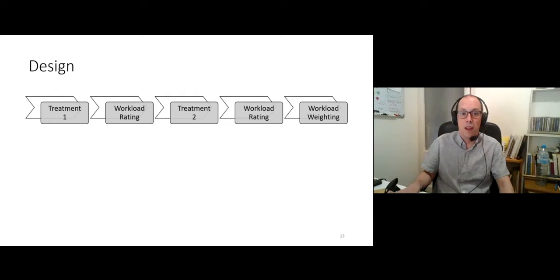So the design, well, we have one treatment, so the user completes a set of gapped sentence frames using either Collocate or another non-writing assistant resource. Then they complete the rating scale. They do another treatment, so completing another set of gapped sentences using Collocate or another resource. Then they complete the rating scale again, but for the second task. And then finally they complete the workload weighting procedure.